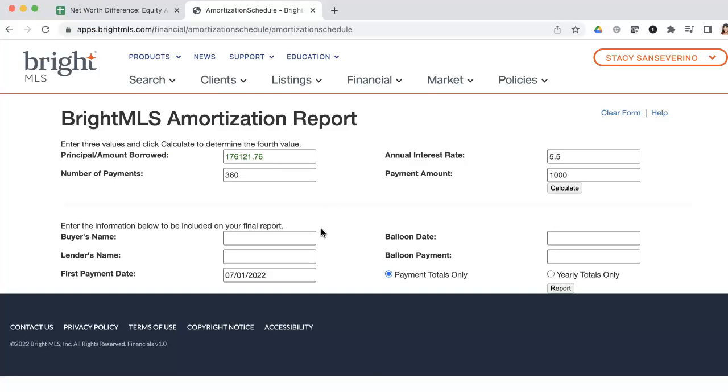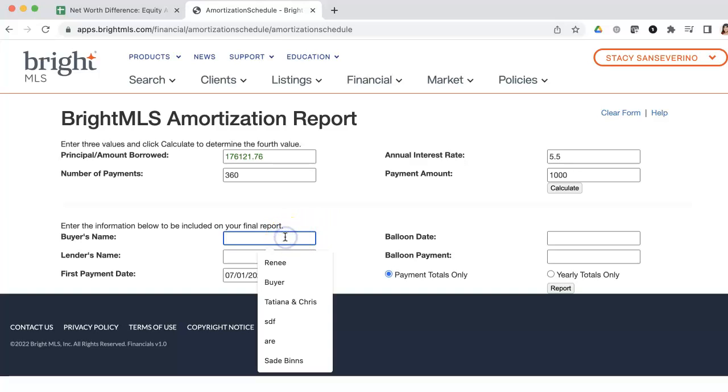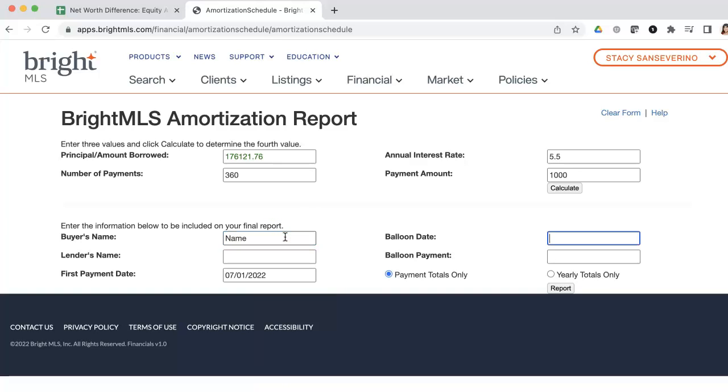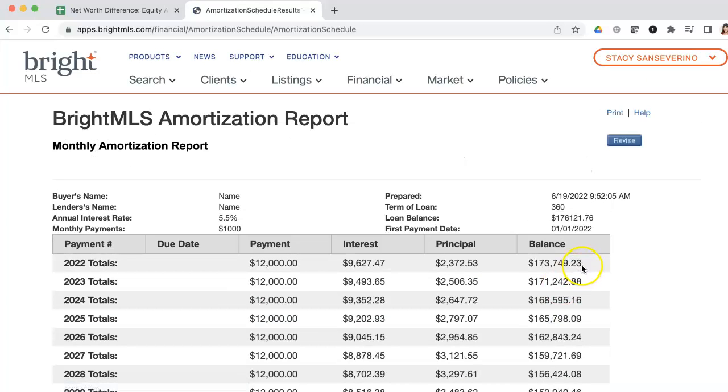Now, in order to figure out how much you owe after just 1 year of payments, we're going to fill in down here. You can just fill in generic names. And then I always like to start at the first of the year. That way, when I do yearly totals, I can get the full year's worth of payments. So I'll hit report. And you can see after 1 year of payments, I'll have paid down this loan by $2,372.